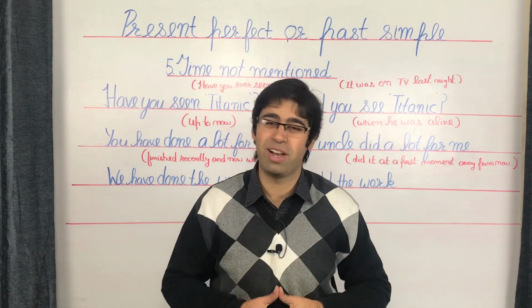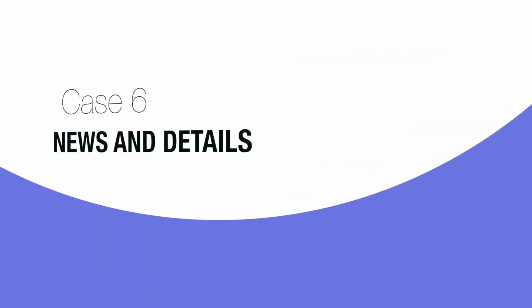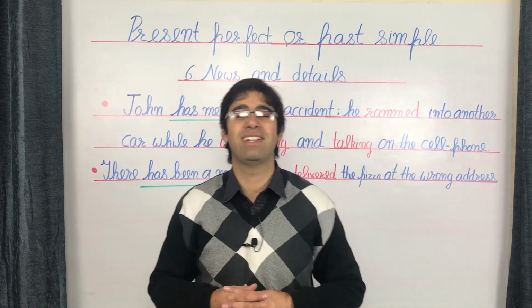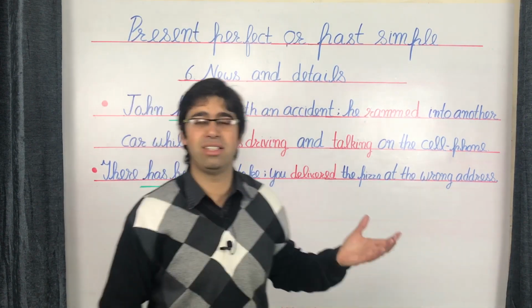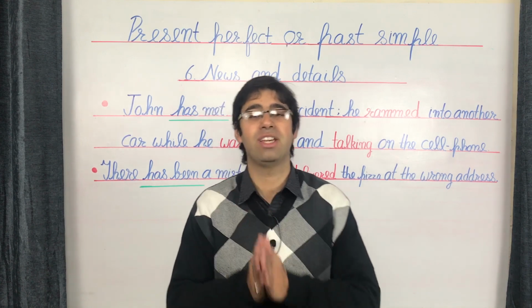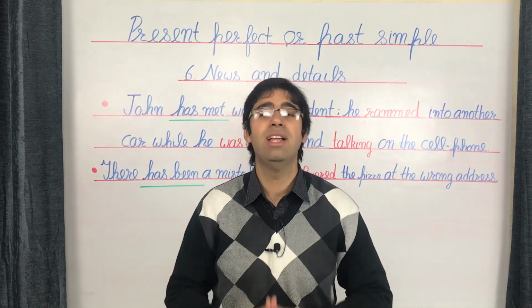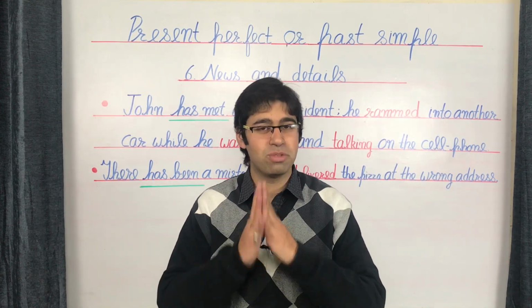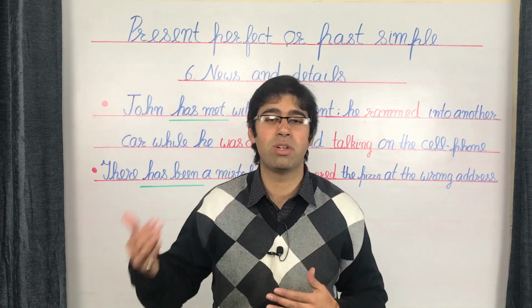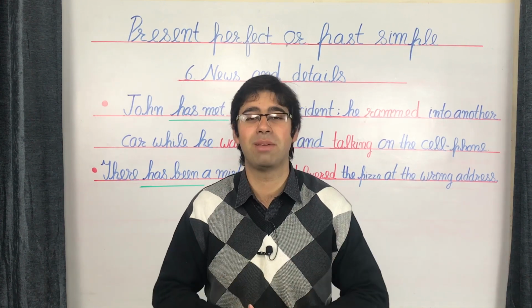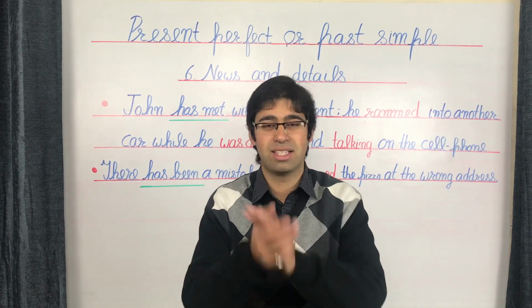Now quickly on to the final point, case number 6. All right, so on to the final case, which is news and details. And the rule over here is very simple, which is that whenever a news is to be given away, it is the present perfect which announces the news, while the details are followed up using the simple past and sometimes the past continuous as well. Let's have a look at some examples.